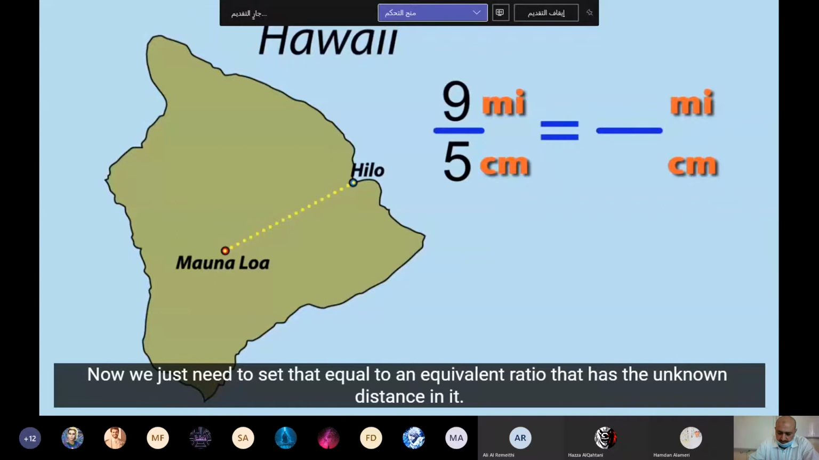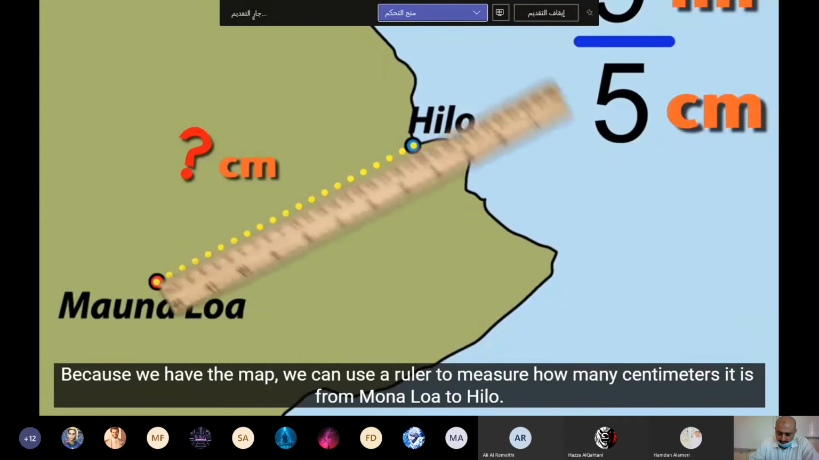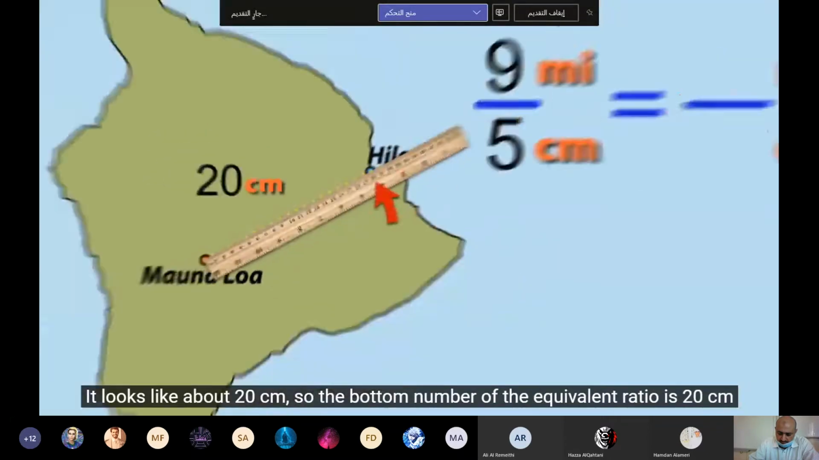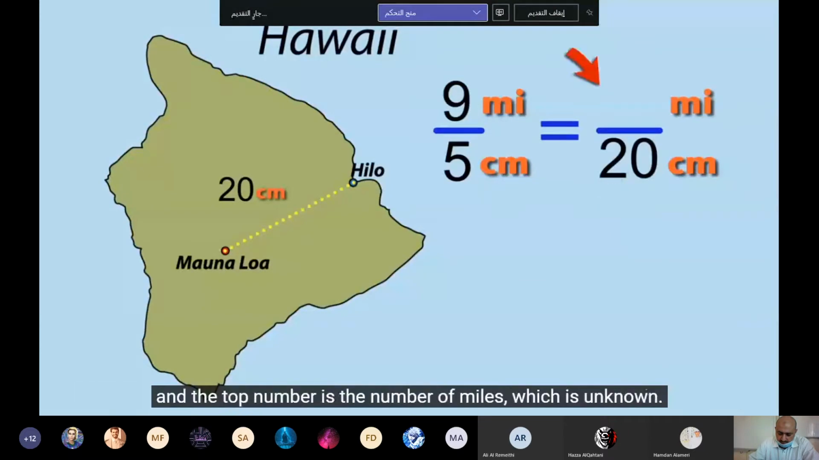Now we just need to set that equal to an equivalent ratio that has the unknown distance in it. Because we have the map, we can use a ruler to measure how many centimeters it is from Mauna Loa to Hilo. It looks like about 20 centimeters, so the bottom number of the equivalent ratio is 20 centimeters, and the top number is the number of miles, which is unknown. Again, we'll just use the letter N to stand for that missing number.